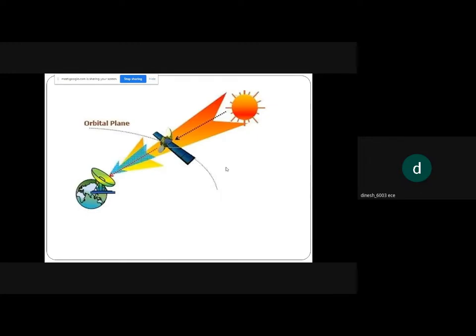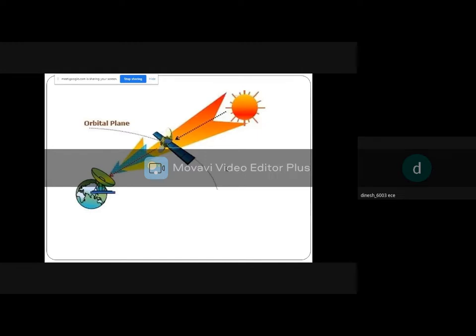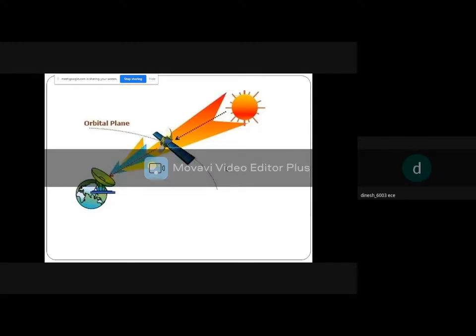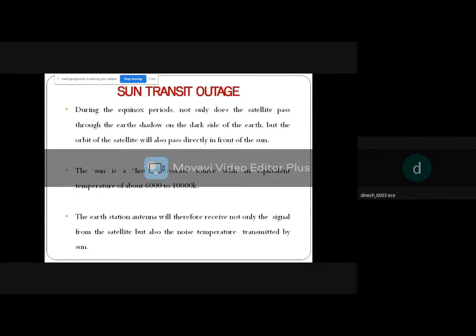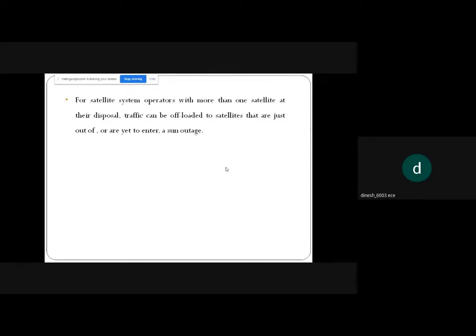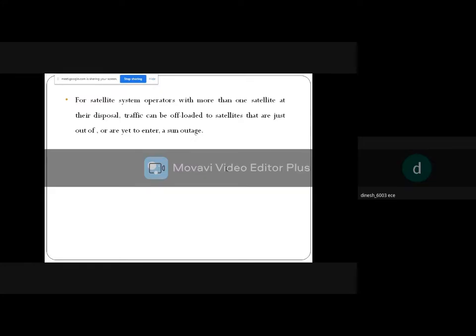This is an example of that. In this scenario, the sun, satellite and earth station, person on the earth, are in the same equatorial plane. So what happens? Due to the excess temperature that falls on the satellite, it will create more noise rather than good signals. That noise is also received at your earth station. So this is what sun transit outage is. For satellite system operators with more than one satellite at their disposal, traffic can be offloaded to satellites that are just out of the outage. So the load from the satellites to the earth station will be cut off, such that we enter a sun outage.